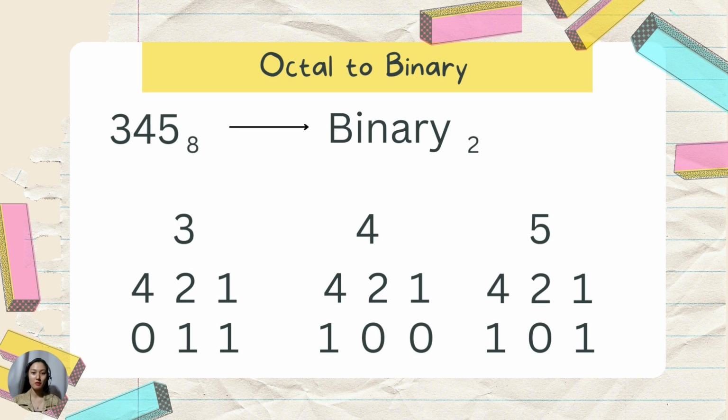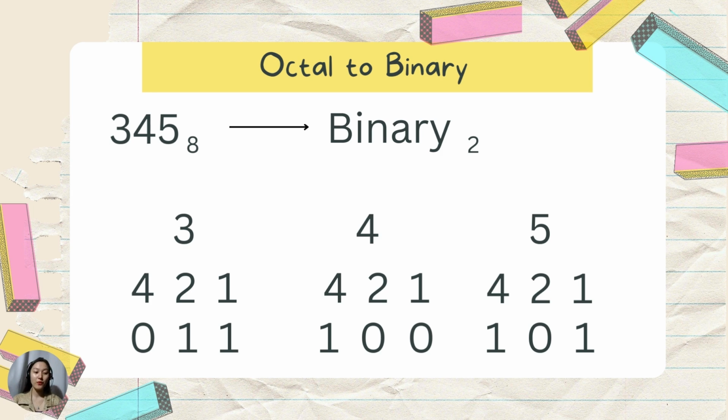First, let's start with the first digit, which is 3. As you can see, below number 3, you can see here 4 2 1. Let's start on the right side, which is 1. 1 is equivalent to 2 to the power of 0. Why do we use 2? It's because of the binary base number, which is 2. So 2 to the power of 0 is equal to 1, 2 to the power of 1 is equal to 2, and 2 to the power of 2 is equal to 4.